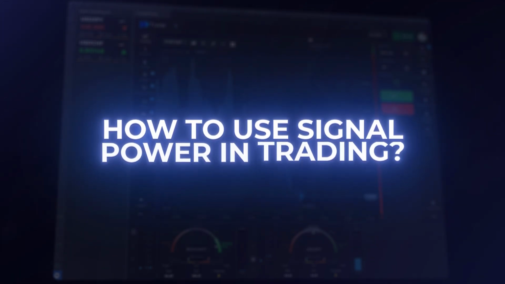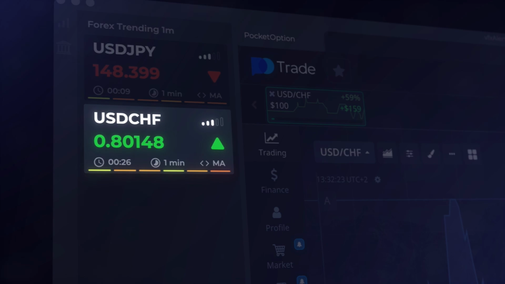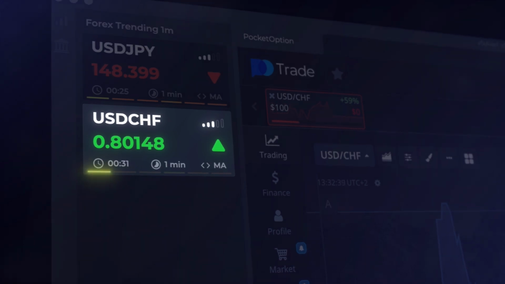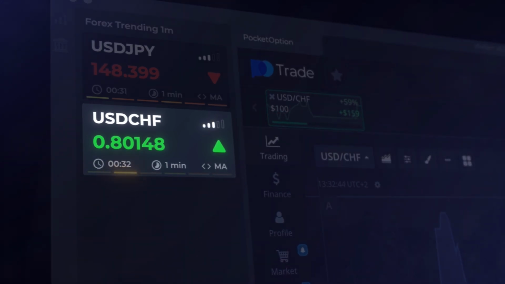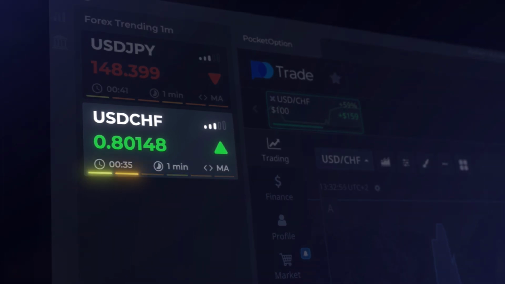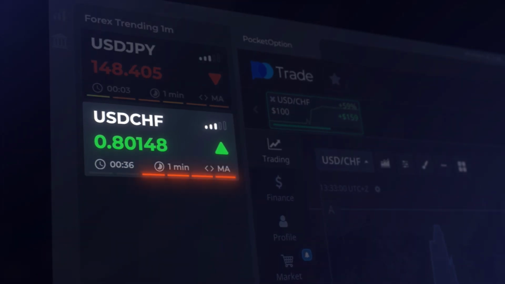How to use signal power in trading? Here's an example. We have a buy signal with 3 out of 5 bars of power. We also see that the 1-minute heat map shows a high success rate for this forecast. But on the 5-minute chart, the success rate is lower. So the trade should be open for 1 to 5 minutes, no more. The longer the time passes, the lower the forecast accuracy.